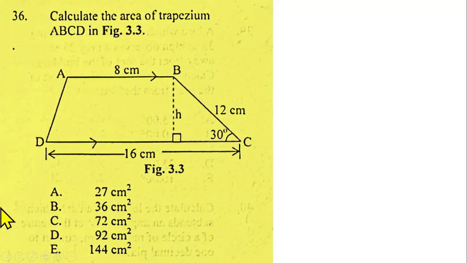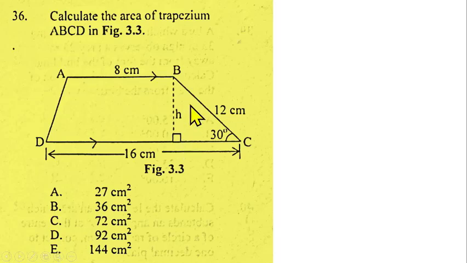Question number 36 is from the mensuration of plane shapes. In this case, we have to calculate the area of a trapezium. So calculate the area of trapezium ABCD. So it's very simple. Of course, we know that the area of a trapezium is half multiplied by the sum of the 2 parallel sides and then multiplied by the height. In this case, something is still missing. The height is missing.